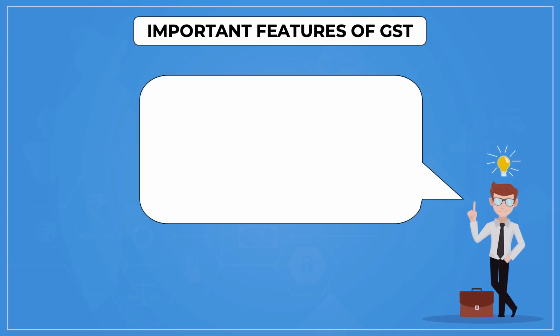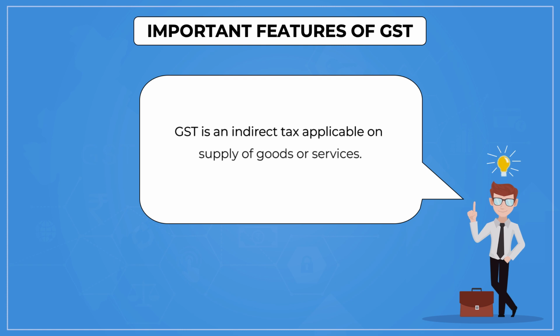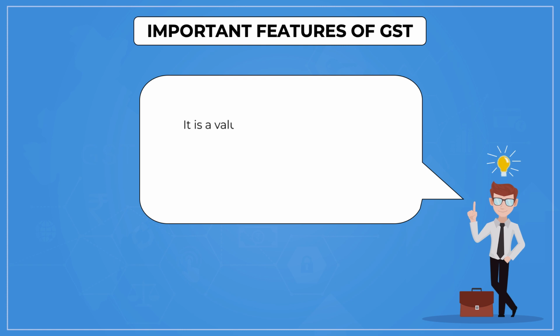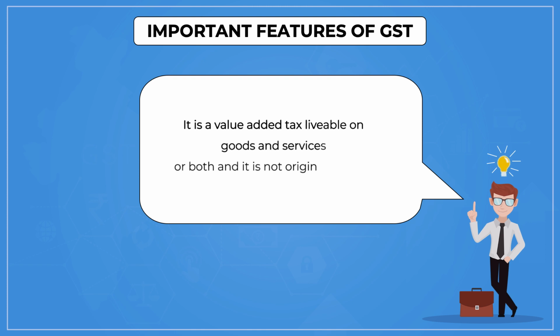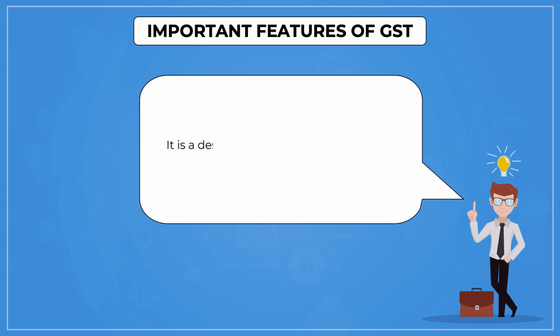Let's see the important features of GST. Number 1, GST is an indirect tax applicable on supply of goods and services. Second, it is a value added tax leviable on goods or services or both, and it is not an origin based tax. Number 3, it is a destination based consumption tax.